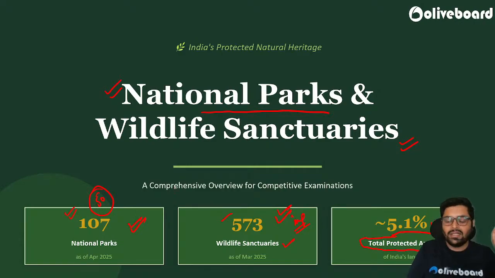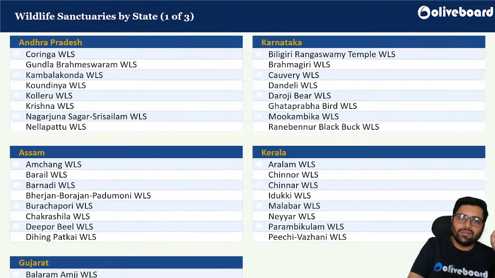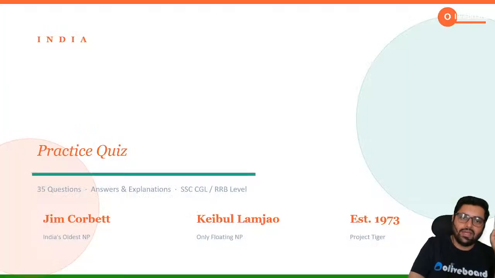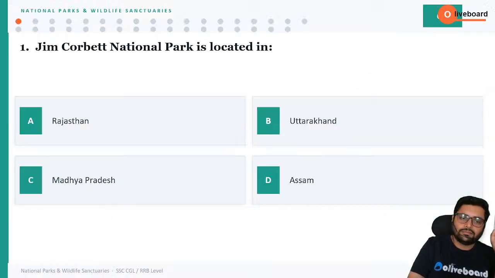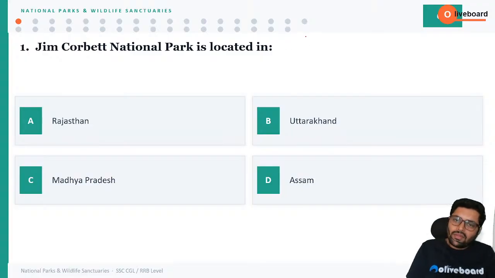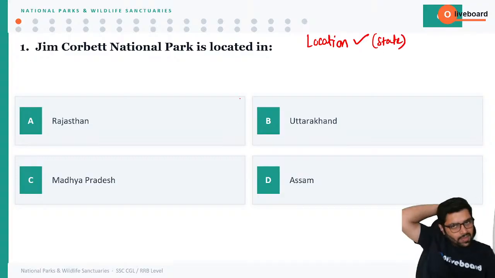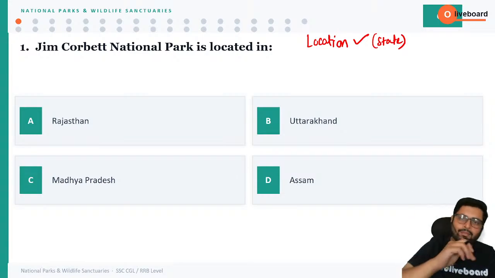Yes, let's start. First, we'll have a look at some of the questions, how the questions are asked. So, Jim Corbett National Park. Whenever you're studying a national park or a wildlife sanctuary, location is important. Which state it is in, or they will give the state and ask for the park.